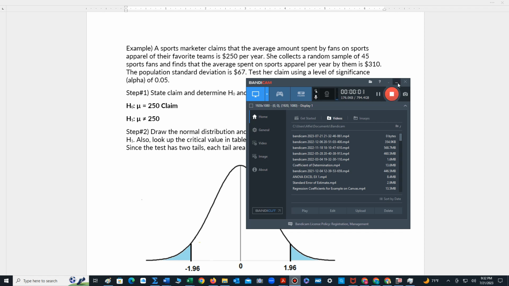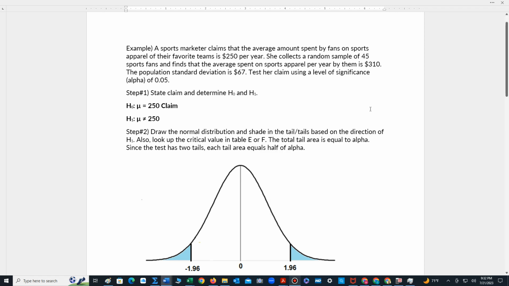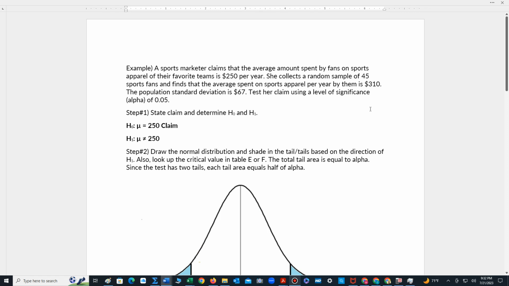Hello, in this video I am working out an example of the z-test. We begin with the example by just reading it through.